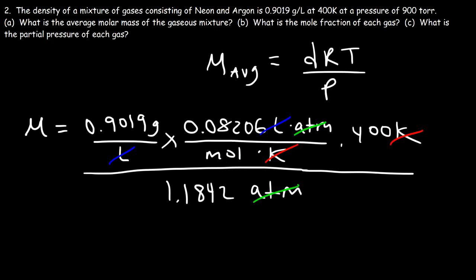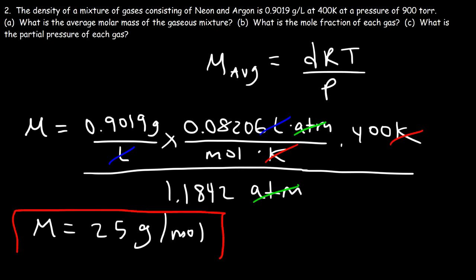So it's 0.9019 times 0.08206 times 400 divided by 1.1842. And so I got 24.999, which I'm going to say is about 25 grams per mole. So that's the average molar mass of the gaseous mixture. How can we use it to calculate the mole fraction of each gas?